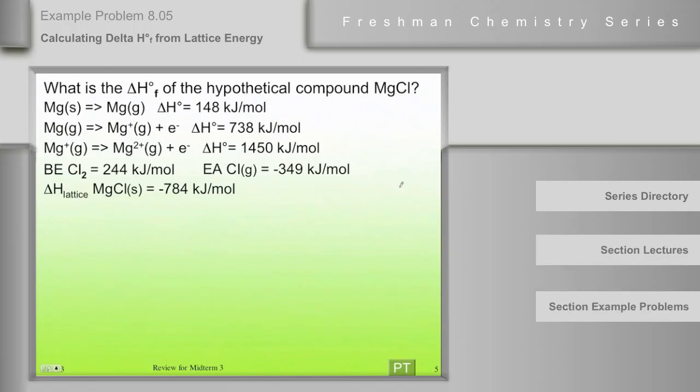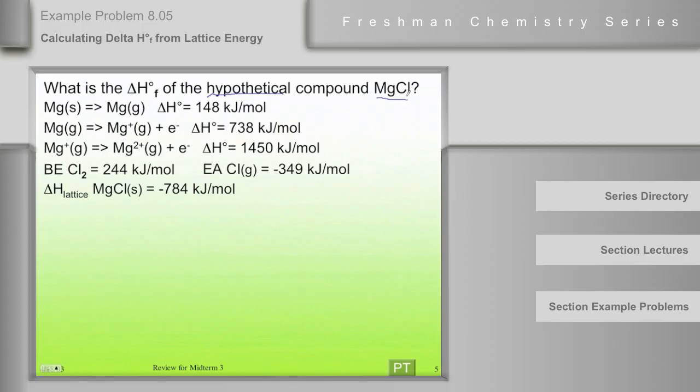Okay, what is the delta H of formation of the hypothetical compound MgCl, given the information that we have here? Now, why does it say hypothetical? It's supposed to be MgCl2, isn't it? That's the stable magnesium chloride. But if we had the right information, we could calculate the delta H of formation for one that doesn't exist.